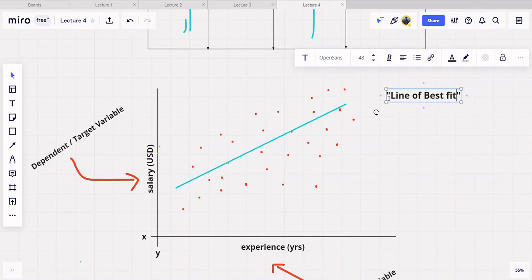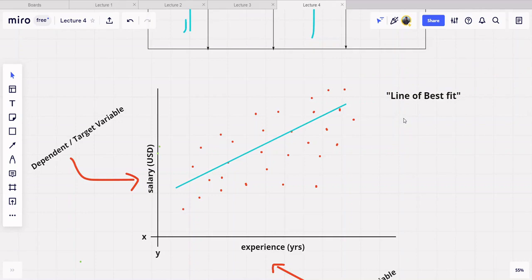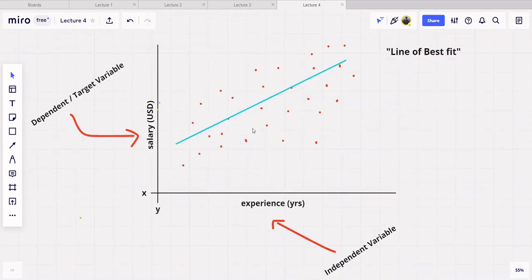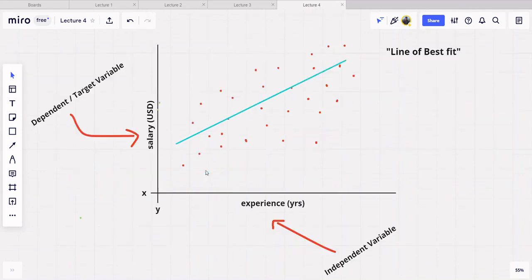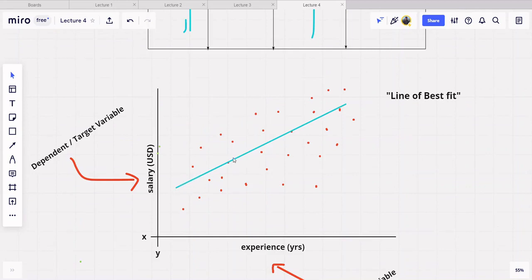Now what does this line of best fit do? Why have we drawn this line? The reason is that this line basically summarizes the entire data set. You can see that there is a positive correlation among our two variables, and this line represents that relationship. We can easily see that as the experience increases, the salary is also increasing. So this line summarizes the entire data set, and it is called the line of best fit.